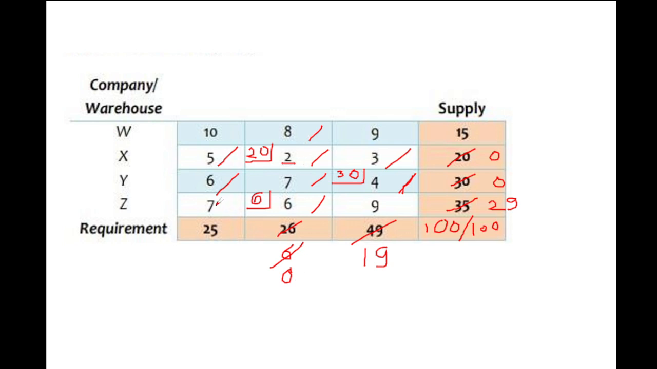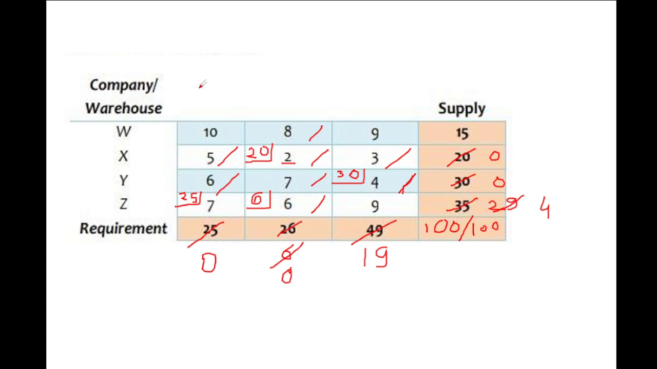Now for the remaining ones, 7 is the lowest, that is the least cost. Again 25 is the demand and the supply is 29. So which one is the lowest? 25. So we are going to select 25 as this value. Now 25 minus 25 is 0, and here 29 is there, so finally you get 4.